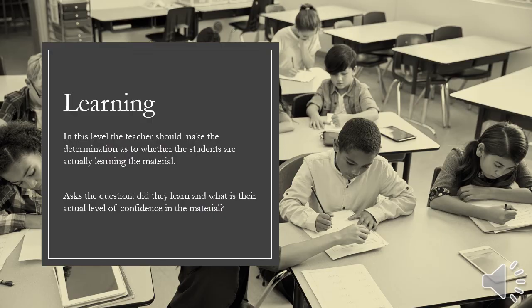The next component of the Kirkpatrick Evaluation Model is learning. In this level, the teacher should make a determination as to whether the students are actually learning the material. Ask the question, did they learn? And what is their actual level of confidence in the material? You definitely want to know, as you're teaching, whether the students are learning what you're attempting to teach before you proceed to the next level in instruction.